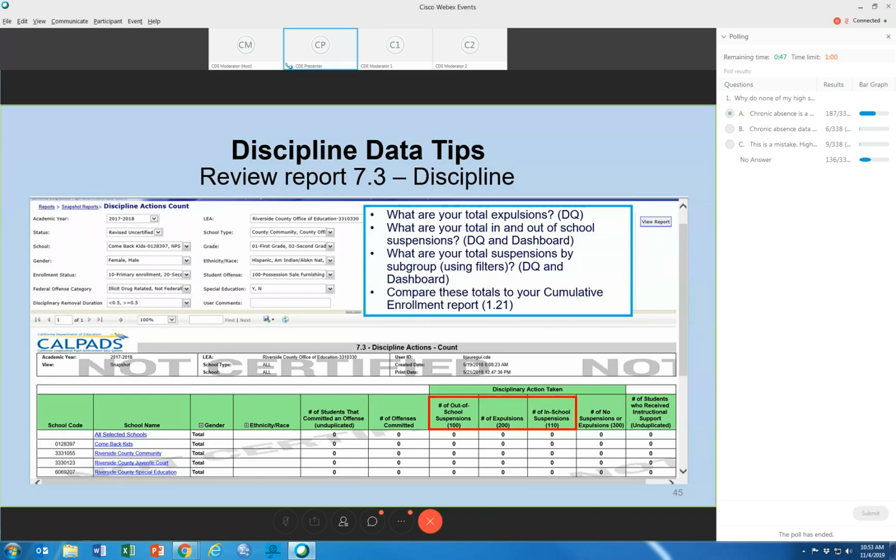You want to really answer the questions: What are your total expulsions? What are your total in and out of school suspensions? If you see, especially for a particular student group, that the suspension rate for your students with disabilities is at 90%, and you know that's not accurate, then this would be a really good opportunity to go in and check your data before you certify that. Then you can compare these totals to your cumulative enrollment report, which is 1.21.